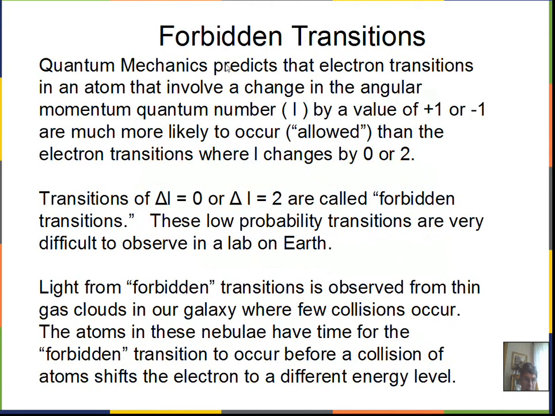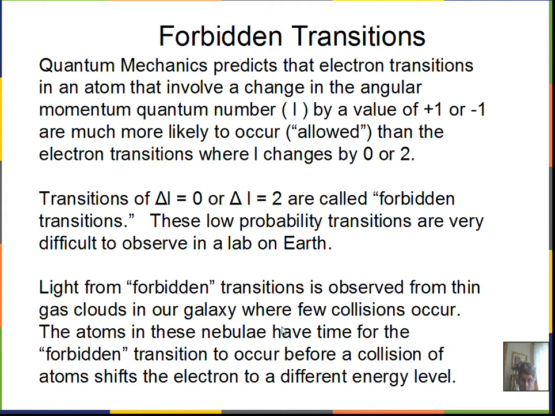Last little minor topic, forbidden transitions. Quantum mechanics can tell us the probability that an electron will move from one state to another state. We have high probability transitions, allowed transitions, if the L number changes by +1 or -1. Those are allowed transitions. They're high probability. If the delta L is 0 or 2, there's a low probability that that transition will happen. And those are called forbidden transitions. They're not totally forbidden, they're just low probability and very difficult to observe on the Earth.